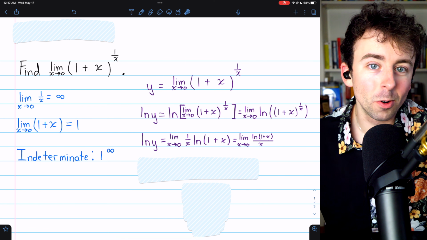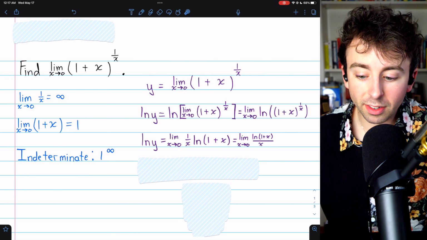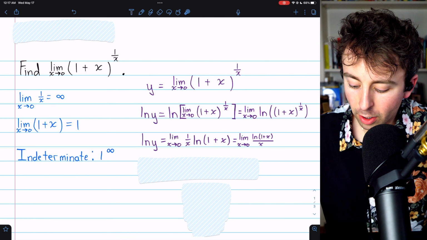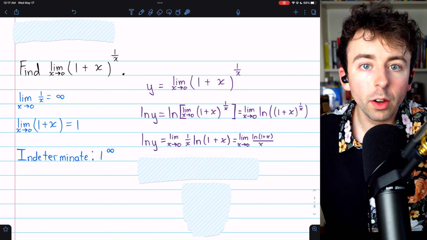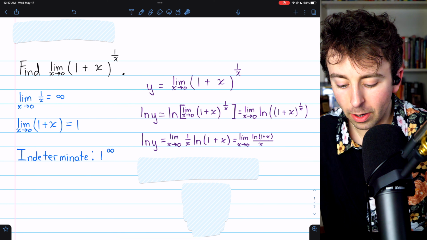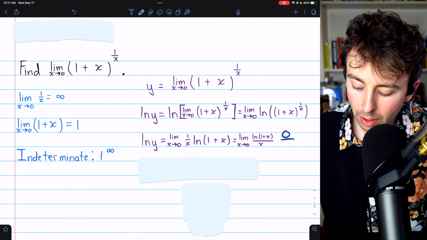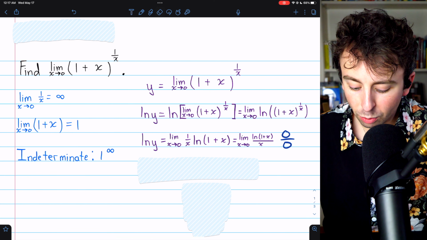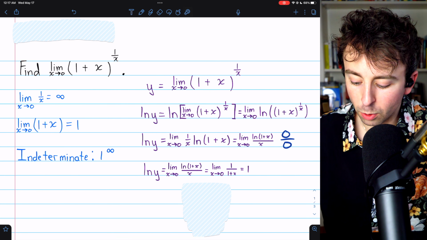Now you might consider using L'Hopital's rule. If we substitute 0 in the numerator, we have the natural log of 1, which is 0. In the denominator, of course, we would also have 0. So this is in the indeterminate form 0 over 0, thus we can proceed with L'Hopital's rule.